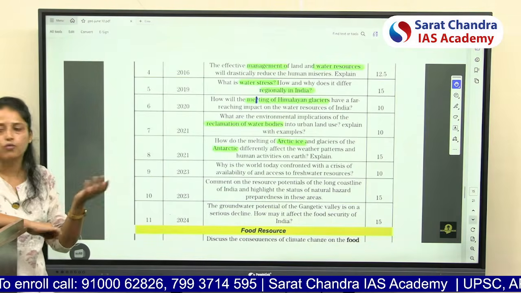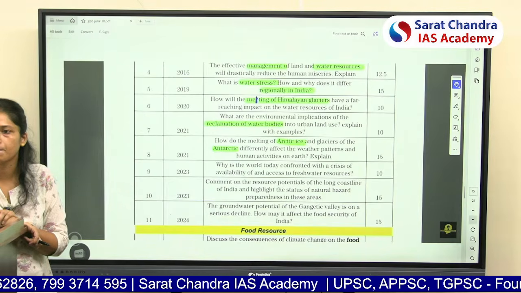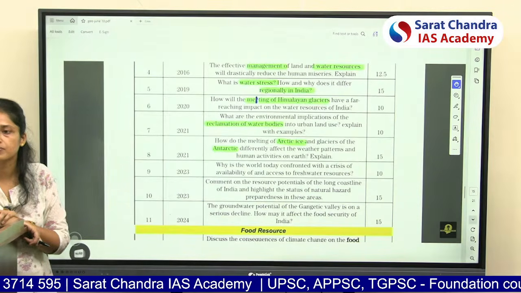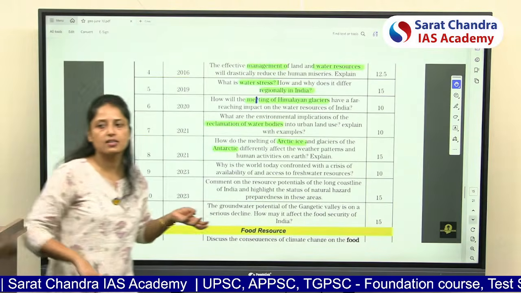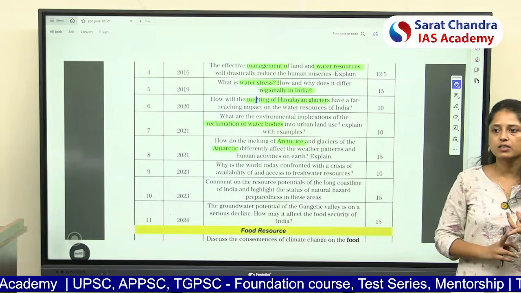So in the coastline, what all resources can you have? Yes? Marine life, okay. Any other thing? Wind energy, okay. Hydro energy, any other thing?